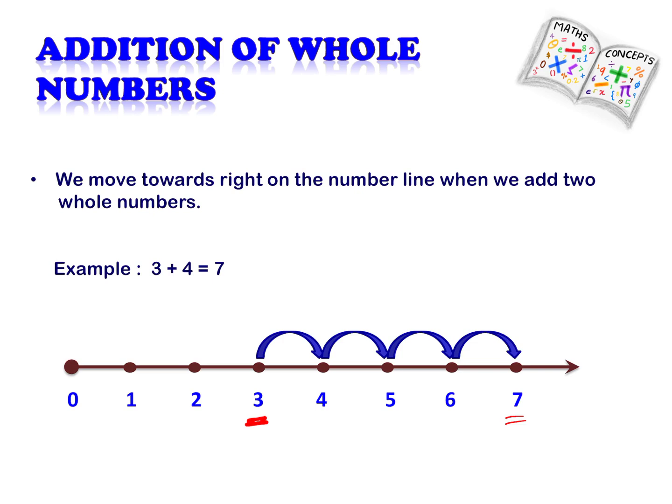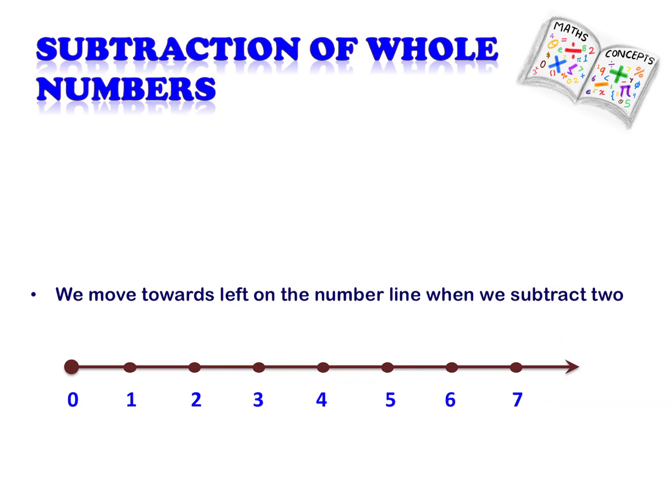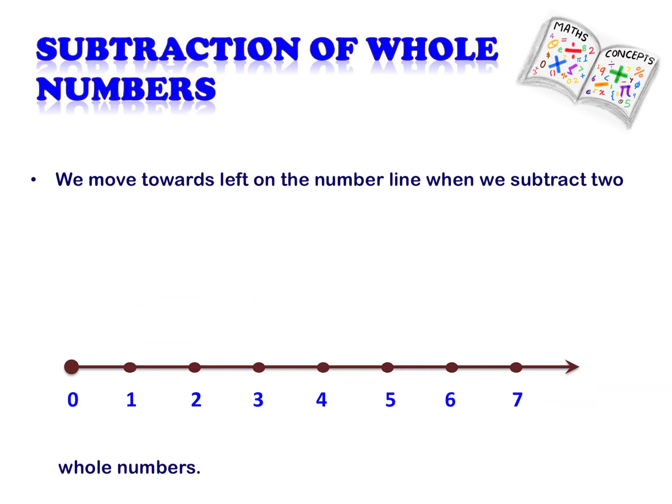This is going to be useful for us to understand the closure property of whole numbers, which we will study in our next video. Now let's see subtraction of whole numbers. When we subtract one whole number from another, we always move towards left on the number line. Now you know that subtraction is opposite of addition. For addition we move towards right on the number line, for subtraction we will be moving towards left on the number line.